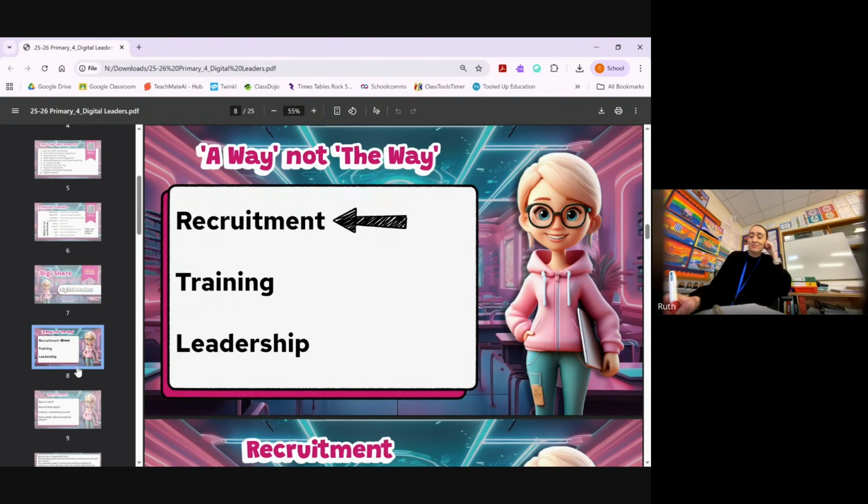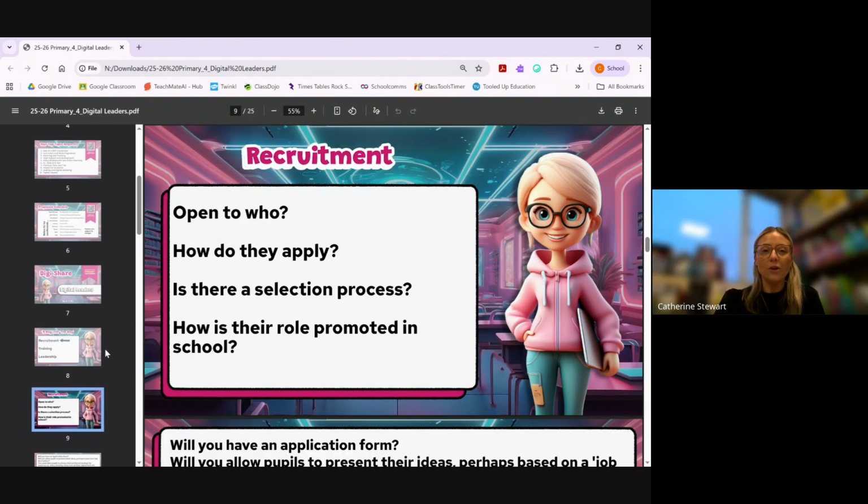She loves that. So when you're thinking about recruiting them, I know the guys on the call here, you do have yours already recruited, but we'll just go through a few different bits that you can think about. So who are you thinking about recruiting? Are you thinking about P6, P7? Are you thinking about Key Stage 2 team?